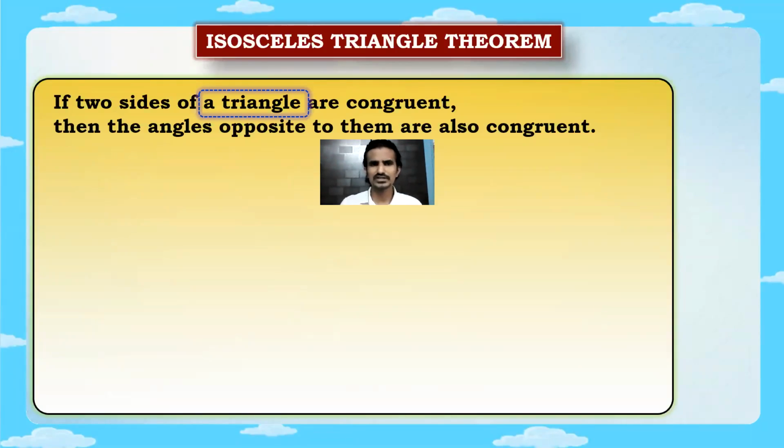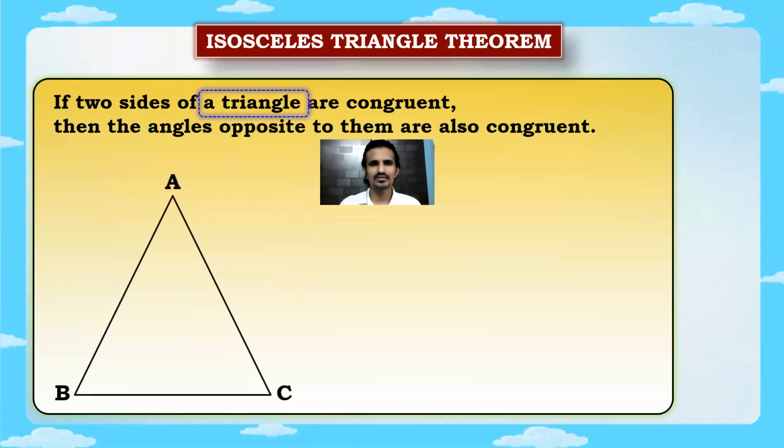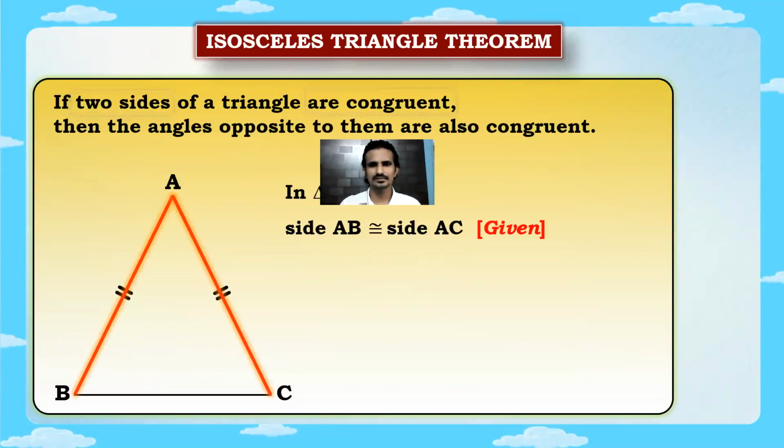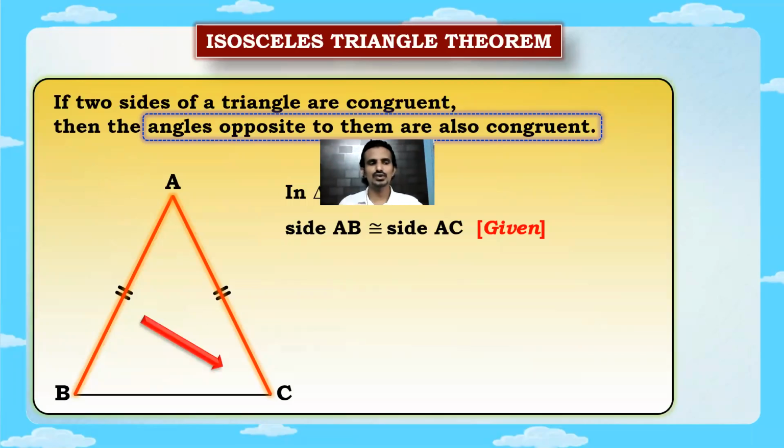As per the first line, two sides of a triangle are congruent, that is our given information. So we have a triangle in which two sides must be equal. In triangle ABC, AB is equal to AC. All right, this is the given information. In triangle ABC, side AB is congruent to side AC. So if two sides are congruent, then the angles opposite to them are also congruent.